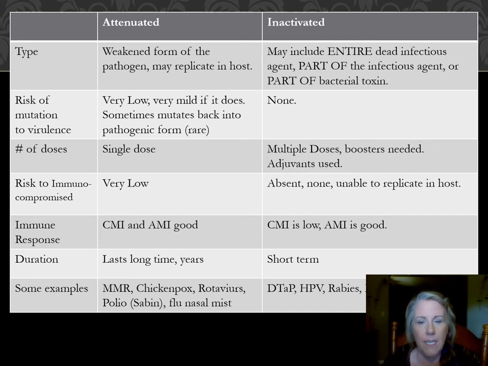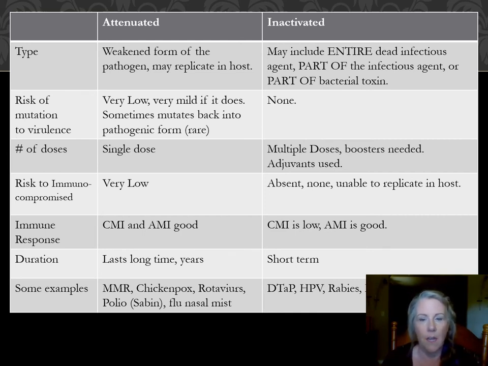Okay, some examples. We have DTaP. You may have heard of that one. There are a few different varieties of it. What it stands for is diphtheria, tetanus, and pertussis. There's another one, the HPV. I'm sure you've heard of HPV, and that is human papillomavirus. There are many, many types of human papillomaviruses, and this particular vaccine will help protect you from certain pathogenic types.